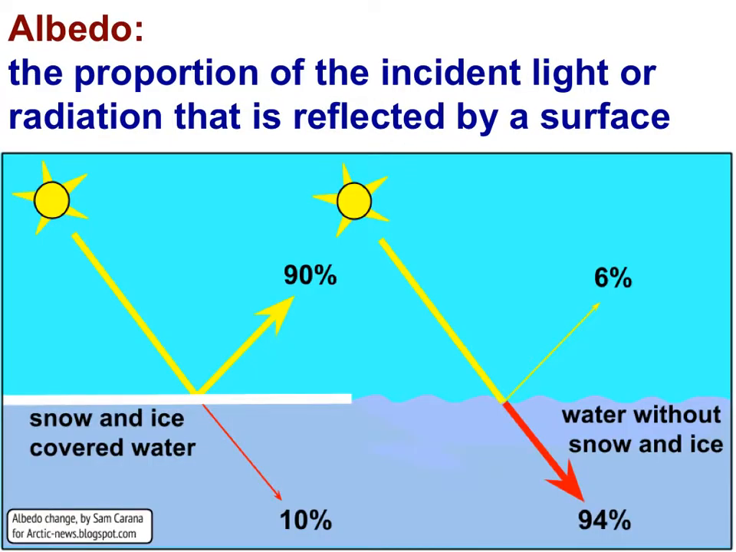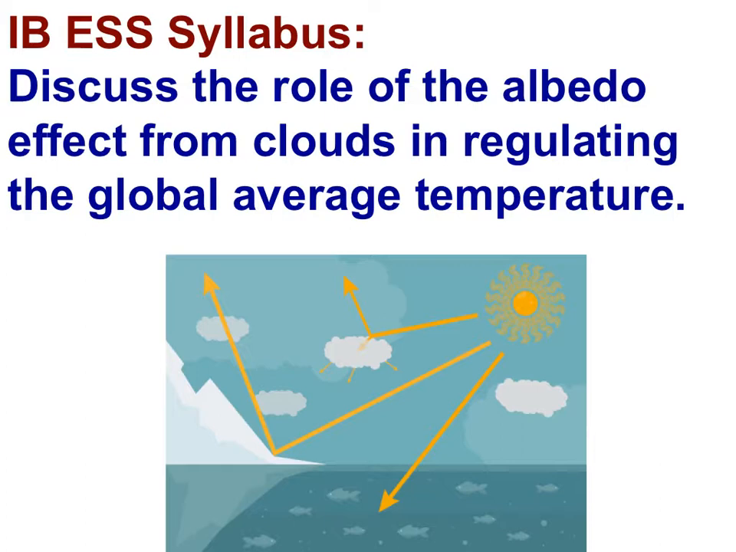Surfaces with high albedo, such as snow, ice, and cloud tops, reflect light. More snow, ice, and cloud would serve to cool the Earth. But if ice melts, exposing blue water, water absorbs solar energy. This would warm the water, causing more melt, causing more solar absorption, causing more melt, a positive feedback loop. At this point, you should be able to discuss the role of the albedo effect from clouds in regulating the global average temperature. More on this topic in the unit on climate change.